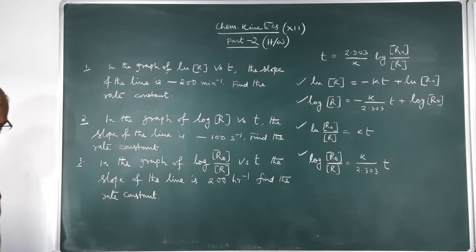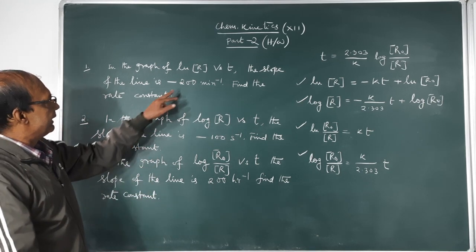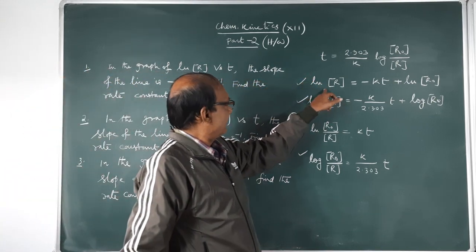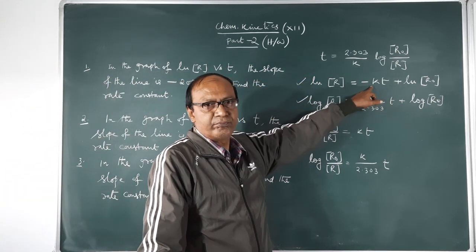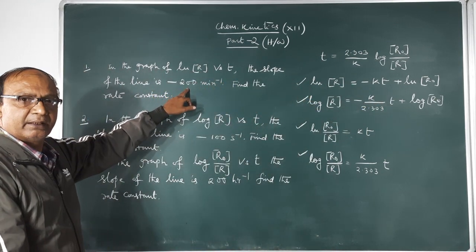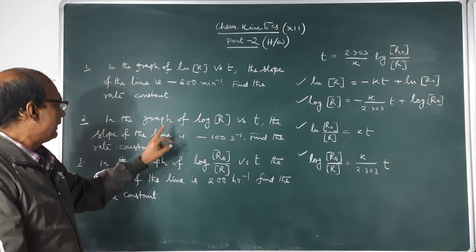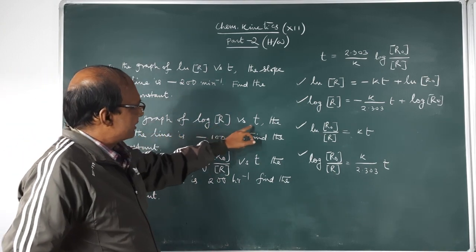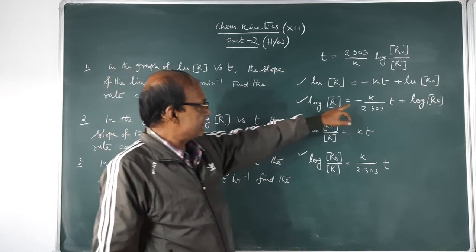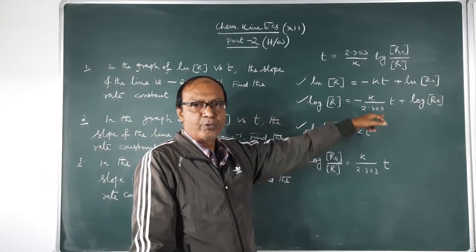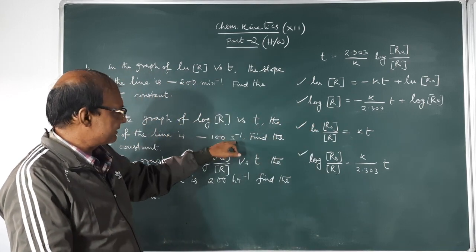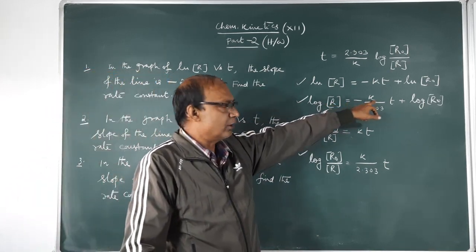So these three problems you will solve. In the first, it is given ln R versus t, the negative slope is minus k, so this is equal to minus k, and you can find the value of k. In the second question, log R versus t, the slope is given. This is the slope, minus k by 2.303, the negative slope. This equals minus 100 second inverse. You have to find the value of k.